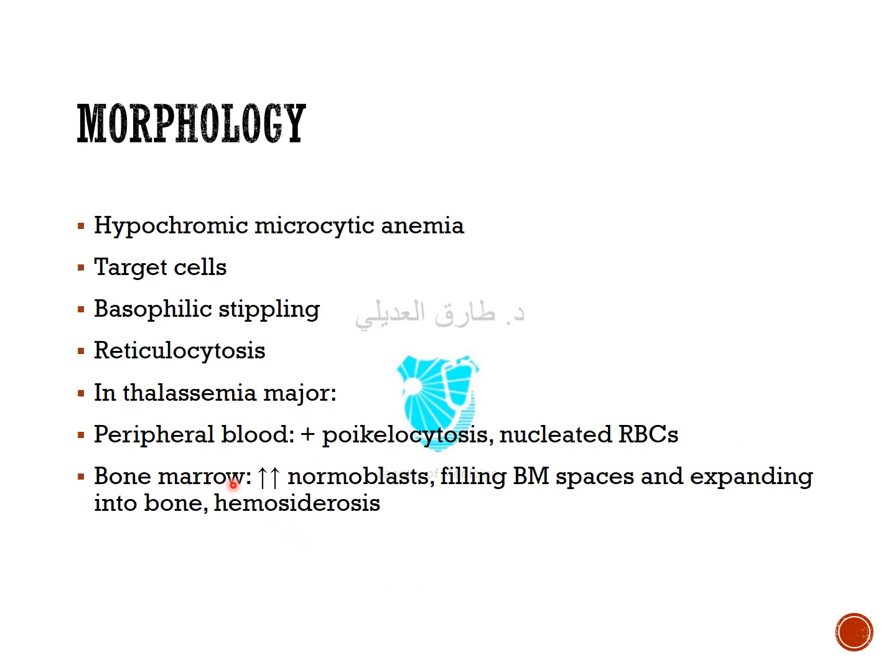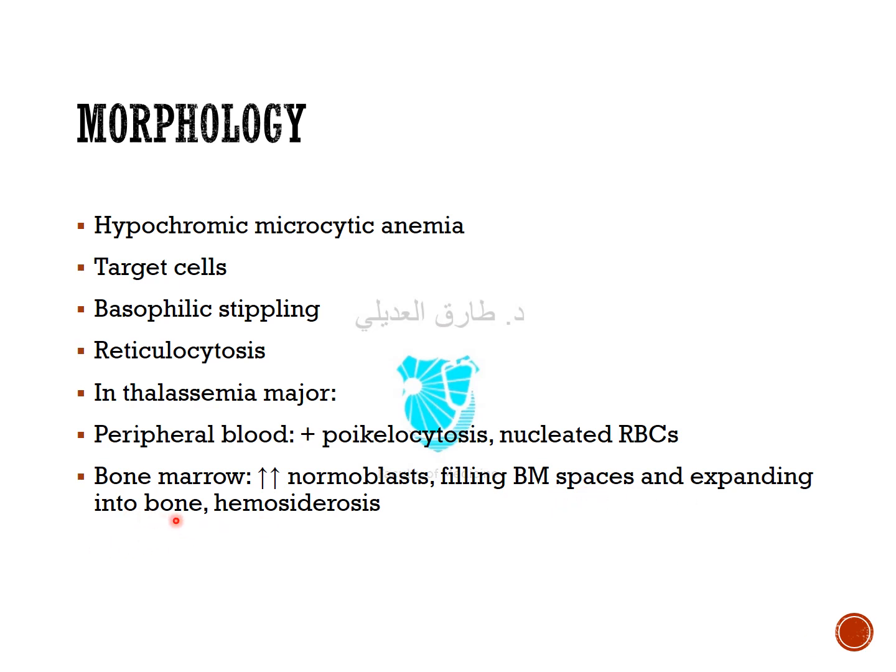If we take a biopsy from the bone marrow, we see a very large number of erythroid cells, nucleated RBCs or normoblasts. They are markedly increased. Why? Because of the effect of erythropoietin. They fill the bone marrow spaces, and they expand into the bone itself.